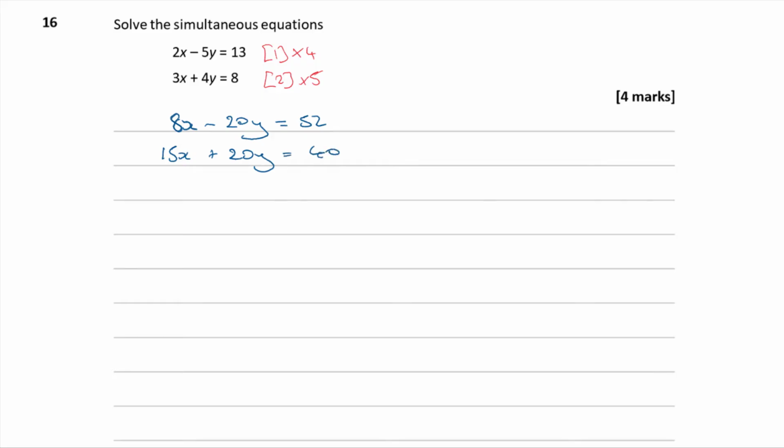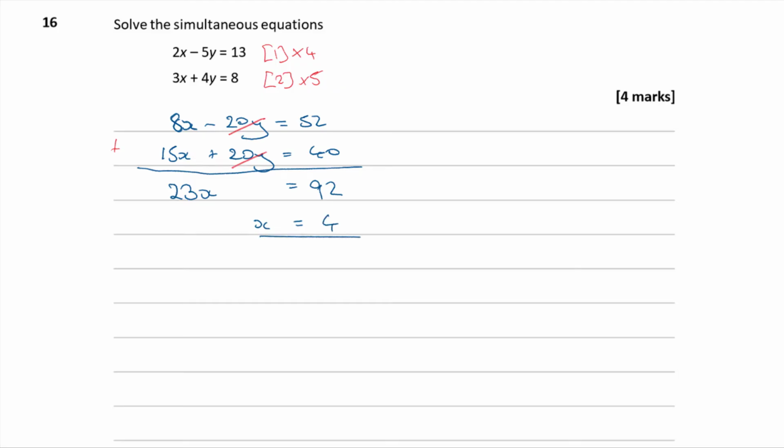Okay. Now, in order to eliminate y, we can do that by adding these two equations together, because minus 20y plus 20y is 0. They cancel each other out. So adding the other bits together, 15x and 8x comes to 23x, and 52 and 40 adds up to 92. So then we just need to divide both sides through by 23. Hopefully it goes in 4 times, does it? 4 lots of 23 is 92, that's right. So dividing both sides by 23, I'm going to get x is equal to 4.